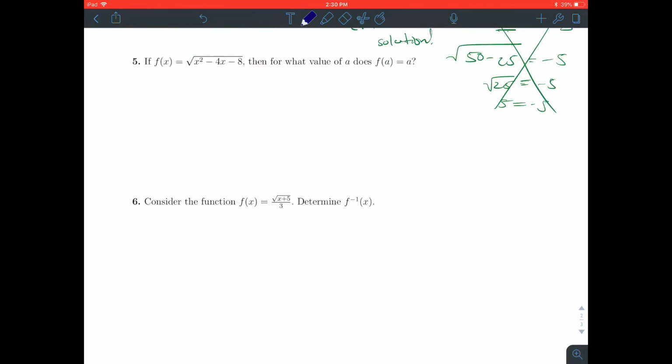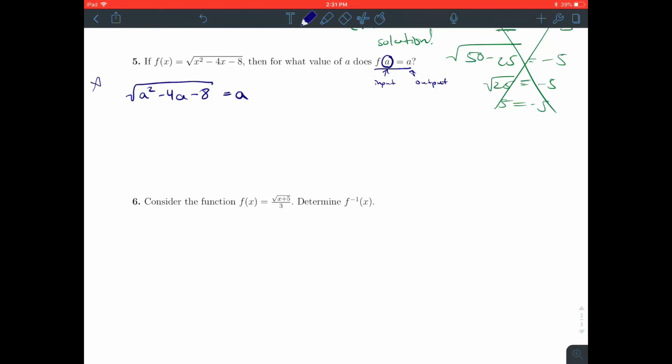All right, next up we've got: if f of x is equal to this crazy square root, for what value of a does f of a equal a? So what this says to me is when I input a in, the output is a. So just labeling these things.